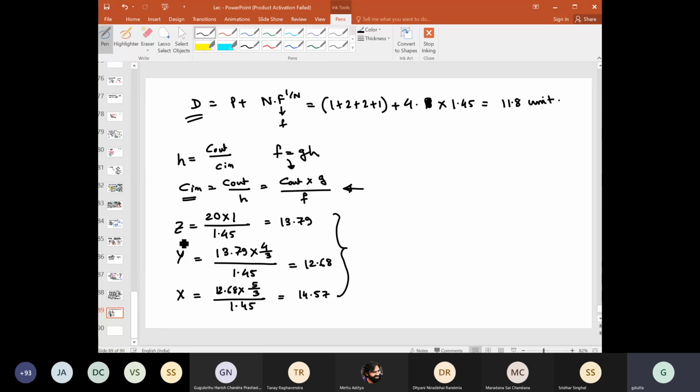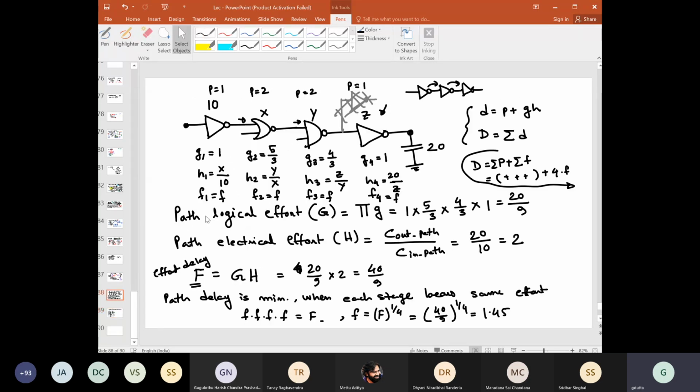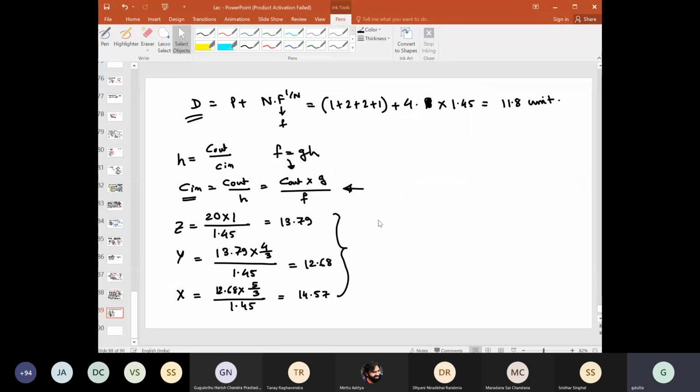So now we know the values of X, Y, and Z, but we still don't know the transistor widths of the PMOS for each individual gate. But one more thing here, to cross-check whether we have done it correctly or not: using the same criteria, let us also find the value of C in for the first inverter, even though it is given as 10, but let us verify it. This inverter is driving this 2 input NOR gate, right? So that means it is driving this X.